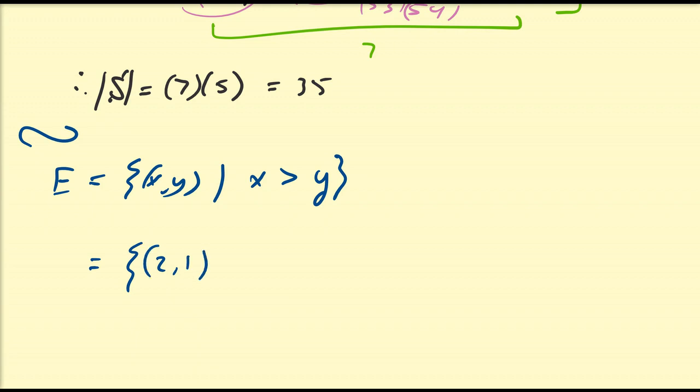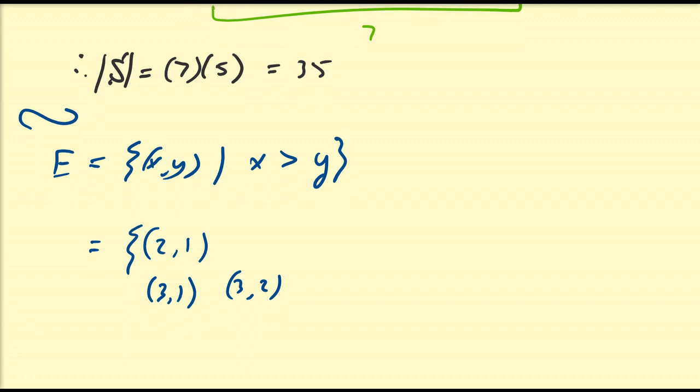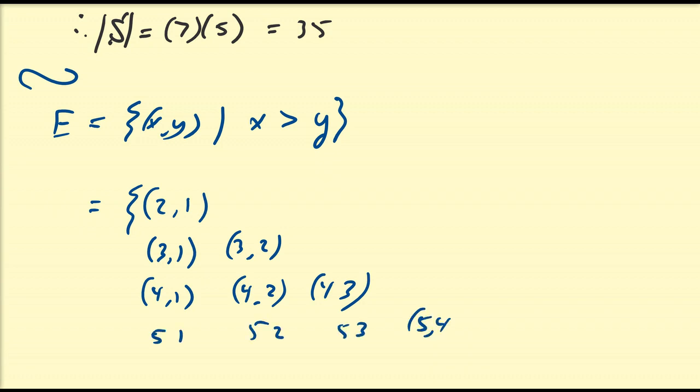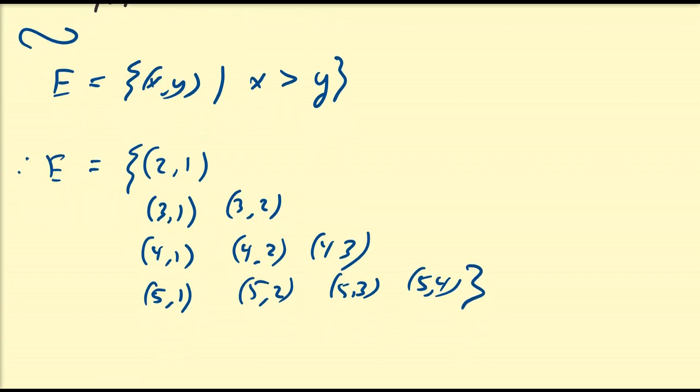So (2, 1) is the first value because 1 is not greater than 1, 1 is not greater than 2, so the entire first row of our sample space will not be included. And (2, 2) will not be included because 2 is not greater than 2. So then we have (3, 1), (3, 2) in the third row. We have (4, 1), (4, 2), and (4, 3) in the fourth row. (5, 1), (5, 2), (5, 3), and (5, 4) in the last row of our sample space. So this is our event space E.